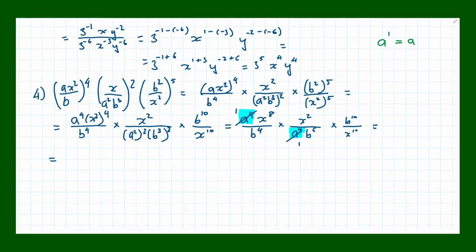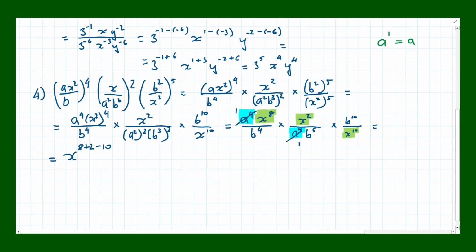So a disappeared. Now let's look at what's happening with x. So I've got x to the 8 here, I've got x squared here, and I've got x to the 10 down here. Collecting all these together, what will be the power of x? Well, I have 8 plus 2, because 8 and 2 are up in the numerator, and minus 10, because 10 is down under in the denominator.